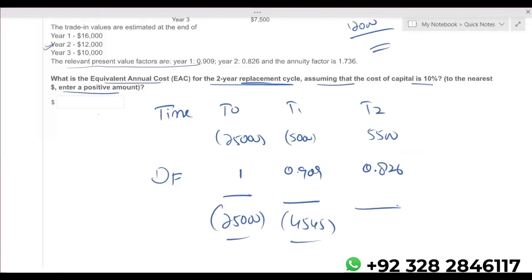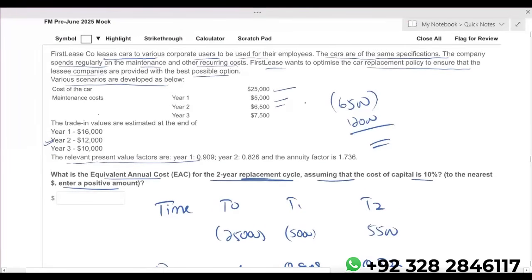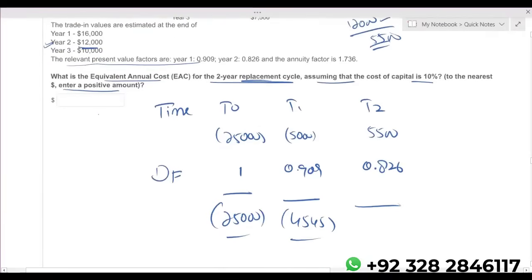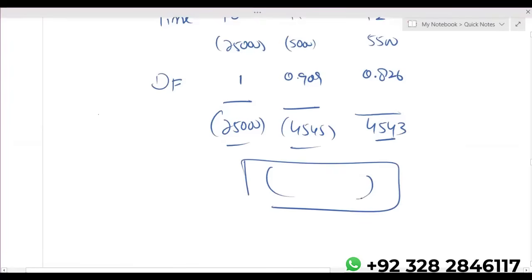Any answer? How did we get this? In the second year, you have to bear the maintenance cost of 6,500 and the resale value is 12,000. This is how we got 5,500. So 4,543. 25,000 plus 4,545, 4,543. I'm getting 25,002.